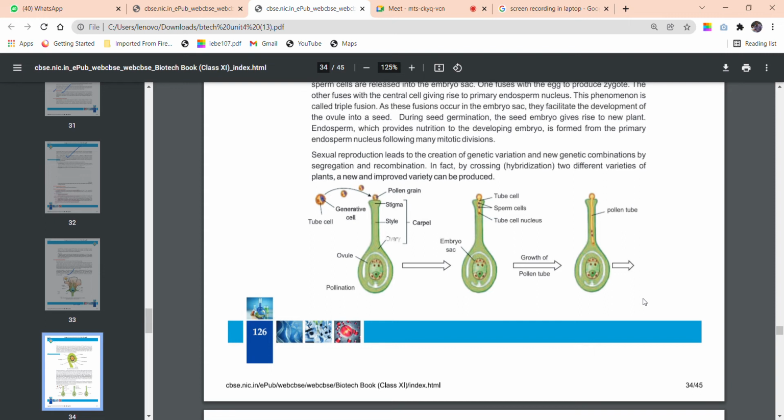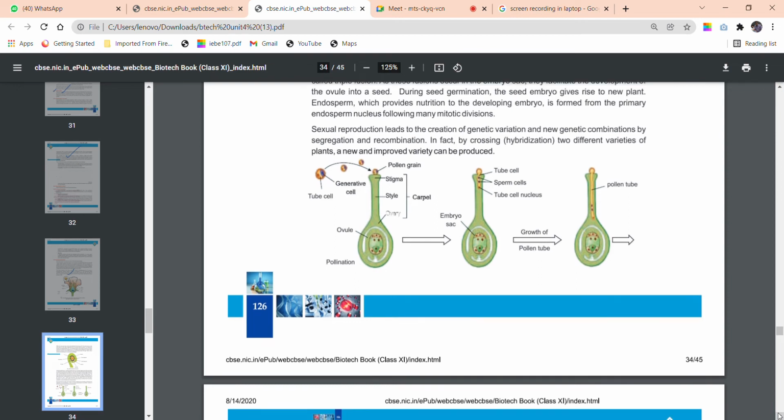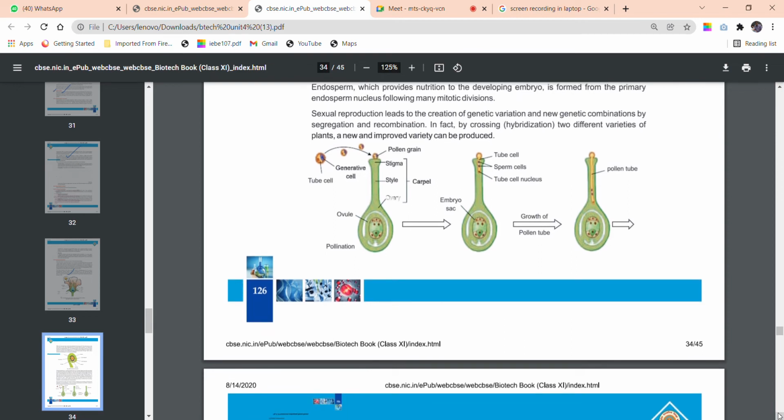Okay, so you try to understand fertilization and triple fusion. Can you tell me what is fertilization? Fusion of male and female gamete. The male nuclei will come through the pollen tube. So two male nuclei will come through the pollen tube. One male nucleus will fuse with the egg, and the other male nucleus will fuse with the polar nuclei.